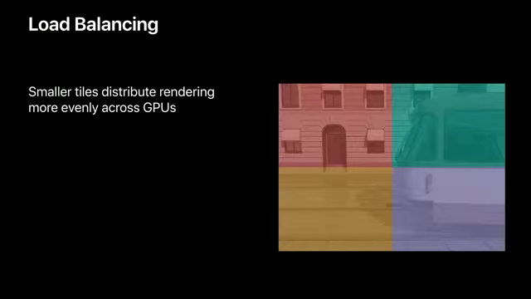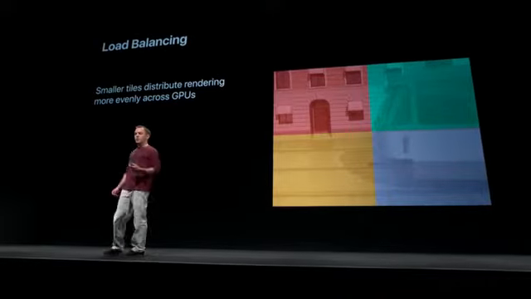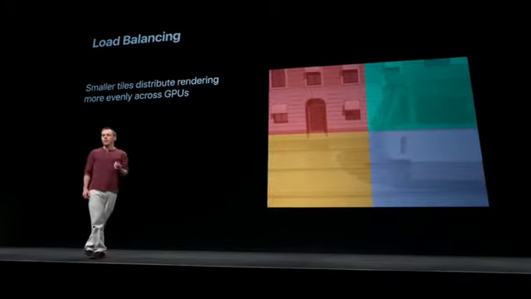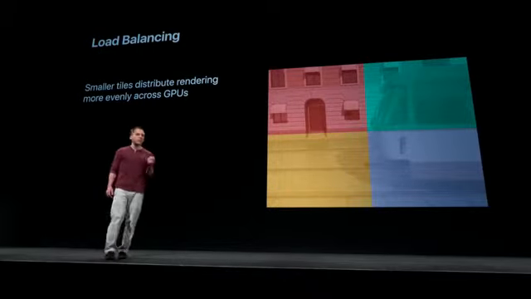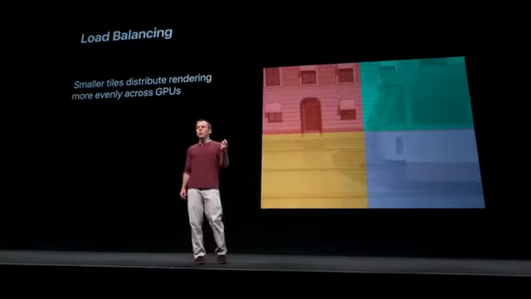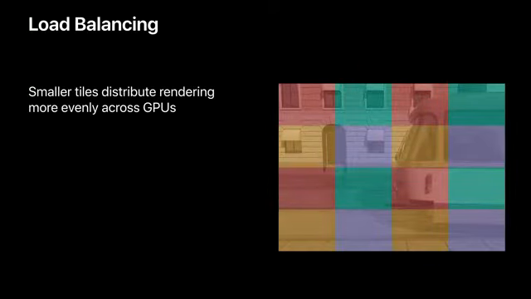So imagine we have 4 GPUs. The simple way to do multi-GPU here is just to split the screen into quadrants. Now, the issue with that is that some parts of a scene will be much easier to render than others. So if we assume that the street and the building on the left there are much easier to render than the tram on the right, it stands to reason that the red and yellow GPUs will finish before the green and purple GPUs. Now, we can fix this just by splitting the screen into smaller tiles.